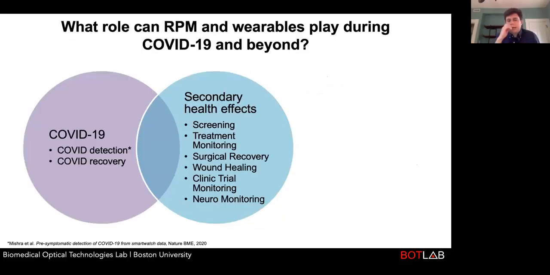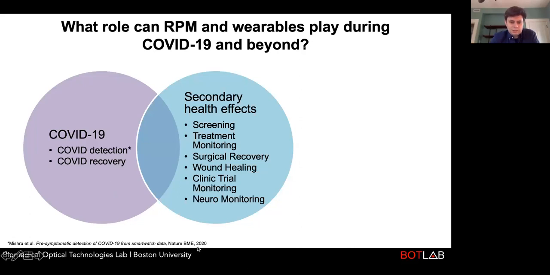So what role can diffuse optical technologies and wearables more generally play during the COVID-19 pandemic and beyond? Well, there's COVID-19 itself, and there have been some really exciting new papers on using smartwatch data to detect the early signs of COVID.